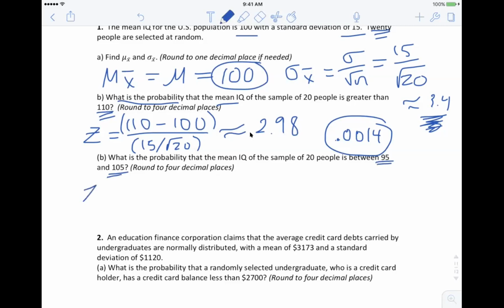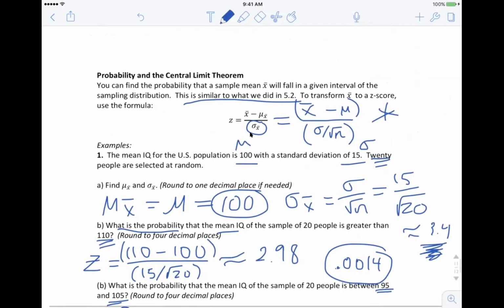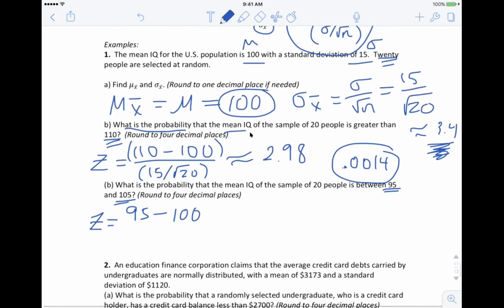All right, so we got z equals, okay, let's do the 95 first. 95 minus 100, going with that same formula here, right? So 95 is the x bar, mu is 100, and then divided by sigma divided by square root of n. So 15 divided by square root of 20. This is what I'm going to type into my calculator. I'm doing it how I showed you in that last video. Let's see what we get here. So I'm getting a negative 1.49.